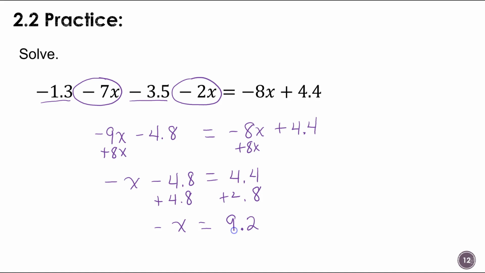Let me write that again. So, whoops, I took that off. We're going to divide by negative 1 to solve, because you have to have a positive 1x. You can't leave it with a negative 1x. And so x equals negative 9.2.